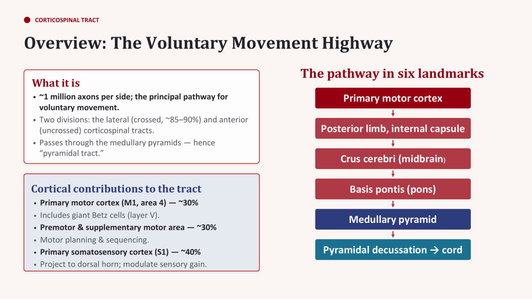On the right is the itinerary. We will now walk landmark by landmark: motor cortex, posterior limb of the internal capsule, crus cerebri of the midbrain, basis pontis, medullary pyramid, and then the pyramidal decussation into the cord. Memorize those 6 way stations. Brainstem stroke syndromes are built on knowing what sits next to the tract at each level.